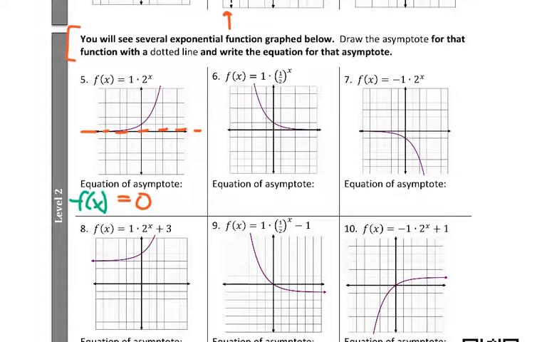Once again, let's look at question 7. Even though this is kind of flipped upside down, I still feel like our asymptote is in the same place here. It's at f of x equals 0.